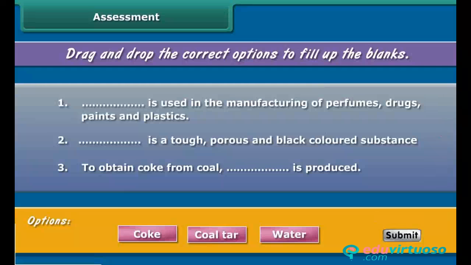Hey, now it's time to have some fun. Drag and drop the correct options to fill up the blanks.